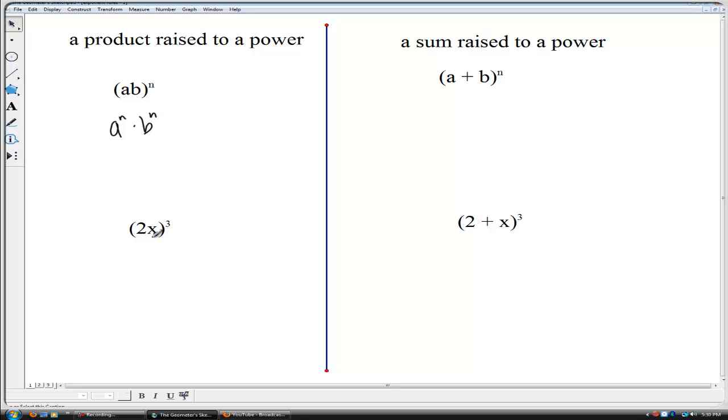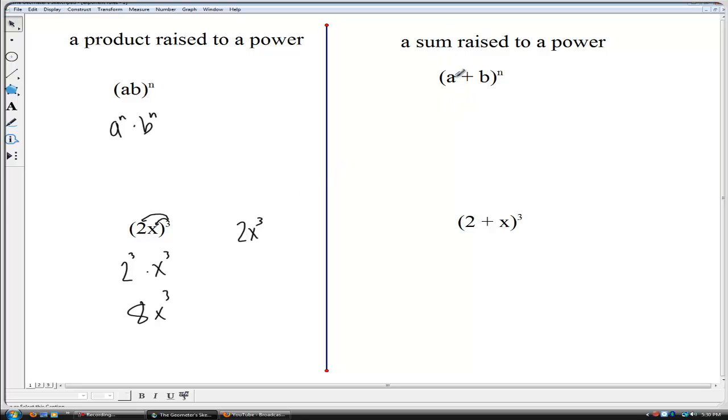Alright, now in a situation like this where we have 2x raised to the third power, these parentheses are important because 2x to the third power without the parentheses is only applying the third power to x. In this situation we have to apply it to the 2 and to the x. So do pay attention to parentheses. What we end up with is 2 to the third times x to the third, and we can simplify that to 8x cubed.